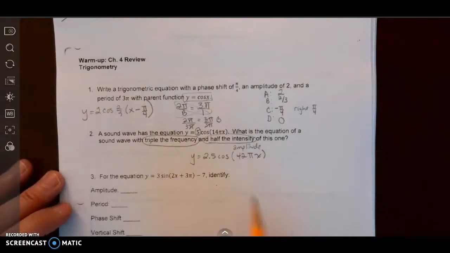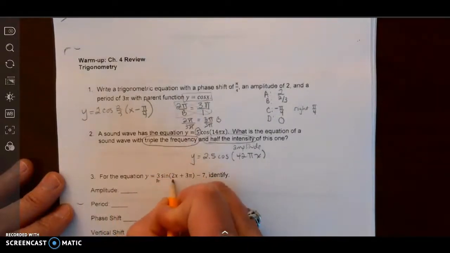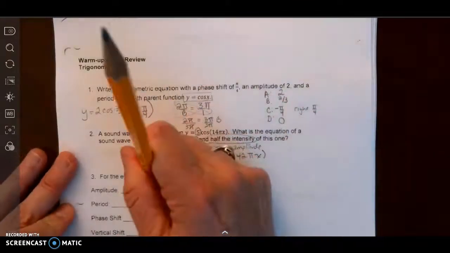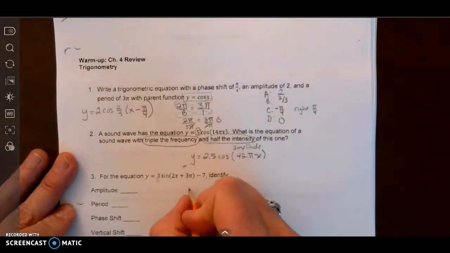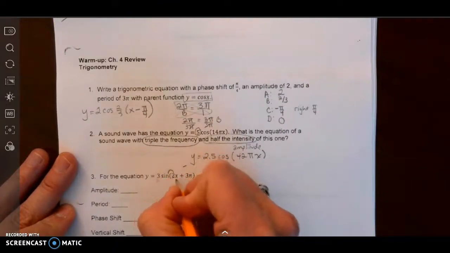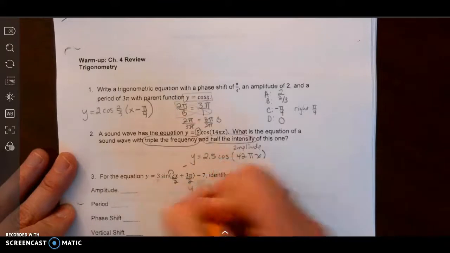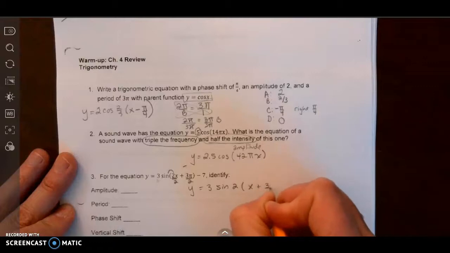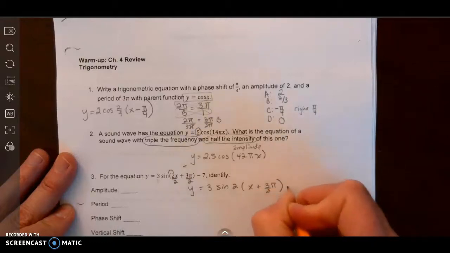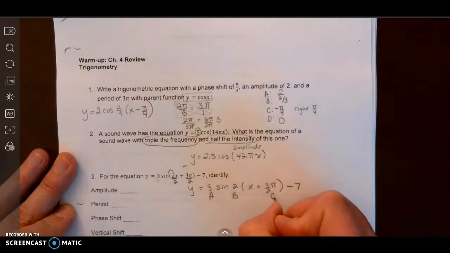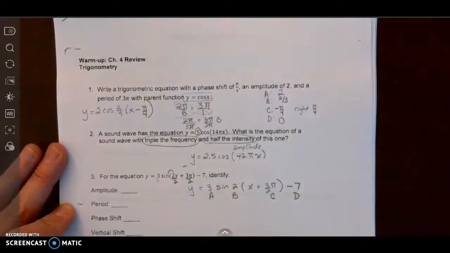Number 3. We're to look at this equation and identify the amplitude. This is A. Now this is not B. Remember, we need to pull that 2 out into the front. So I'm going to rewrite this equation. Y equals 3 times the sine. When I pull the 2 out in front, that means I had to divide both of these by 2. And I get x plus 3/2 pi minus 7. This is A, B, C, and D.